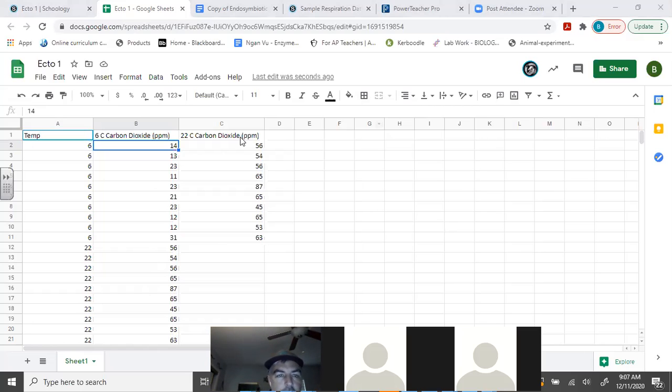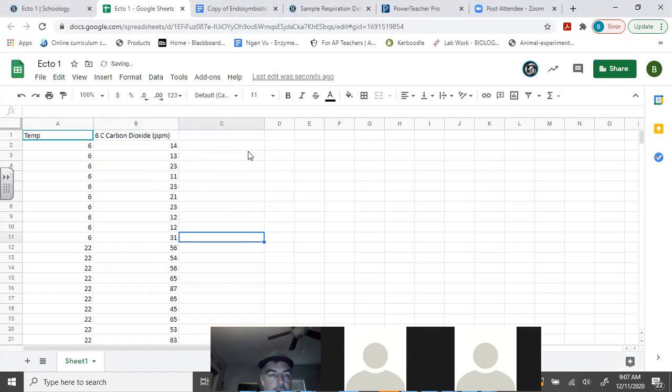Okay, so I'm going to get rid of this column now. And if you're a third period student, you need to do this. This is something that you're going to need to do. So I'm going to put my units up here. These are my units. I've got Celsius as my units.